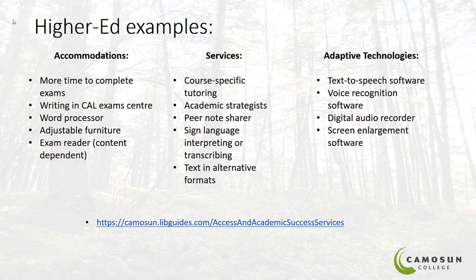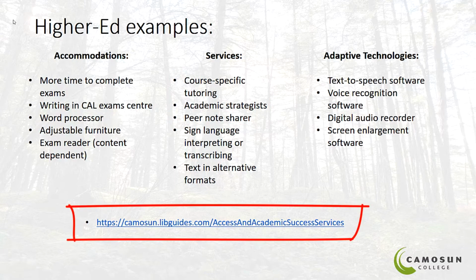This slide shows accommodations, services, and technologies that are common in higher education. Peer note sharers in the classroom, a course-specific tutor, and an academic strategist are all related services that CAL can assist you to connect with, if relevant for your situation. It's important to understand, however, that these are not considered academic accommodations, except in rare circumstances. Instead, they are academic success services. CAL has provided a website to understand the key differences between access services and success services, which you can find in the description below. We encourage you to check it out.